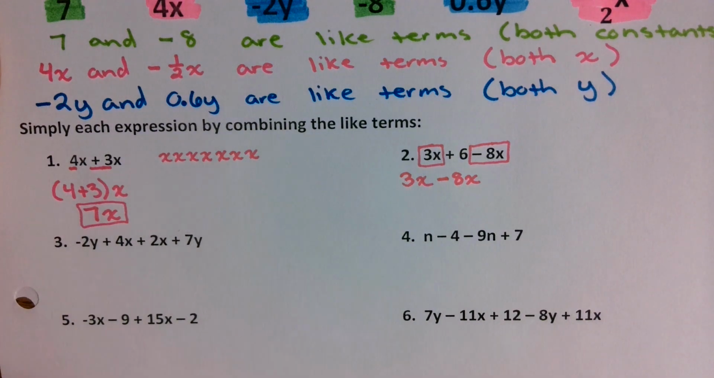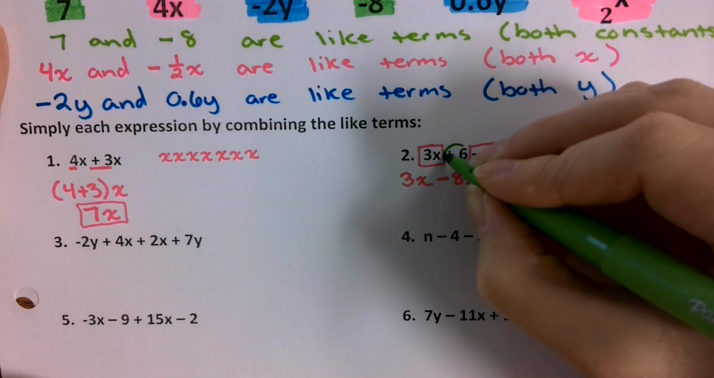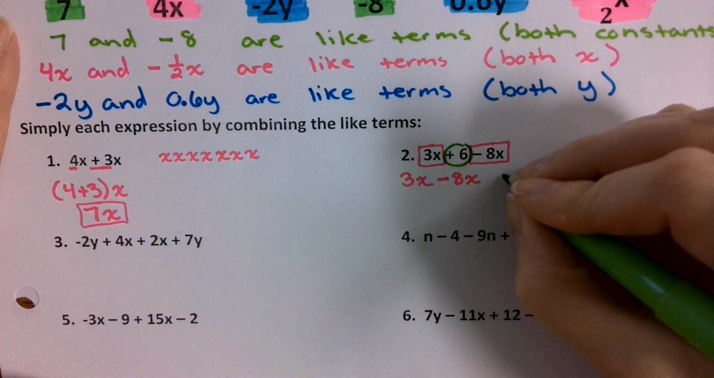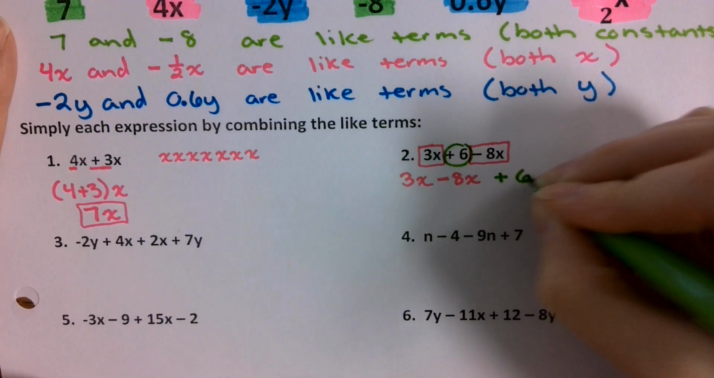And notice my plus 6 doesn't have a like term with it. So I'm just going to circle it in green, and I'm going to rewrite it behind everything. I'm going to put plus 6 right behind it.